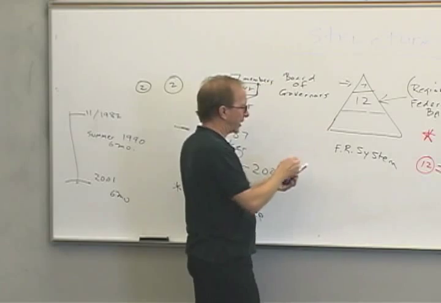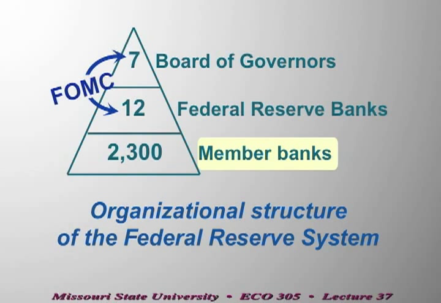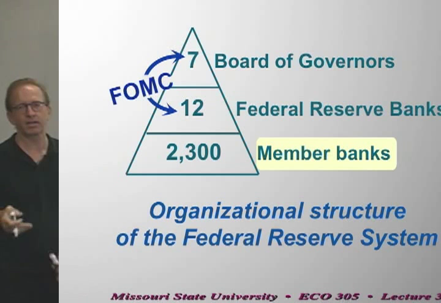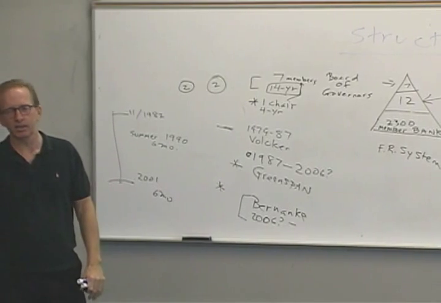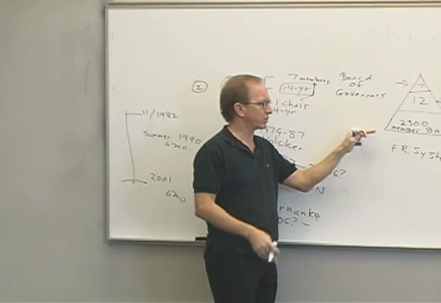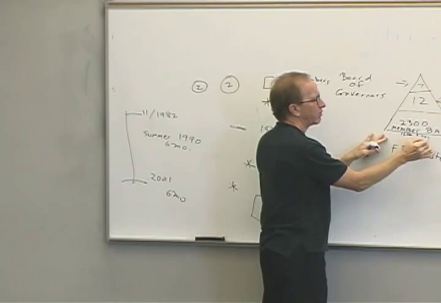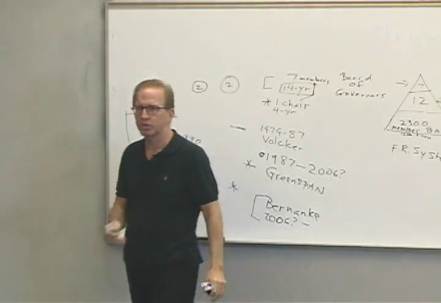At the bottom of the pyramid are the 2,300 member banks. And these member banks are not government organizations. They are privately owned, for-profit banks, just like the bank down the street or the bank in downtown or whatever. They are commercial banks that join the Federal Reserve System. And you remember that's all 1,600 of those nationally chartered banks and another 700 banks that have state charters that choose to join the system.